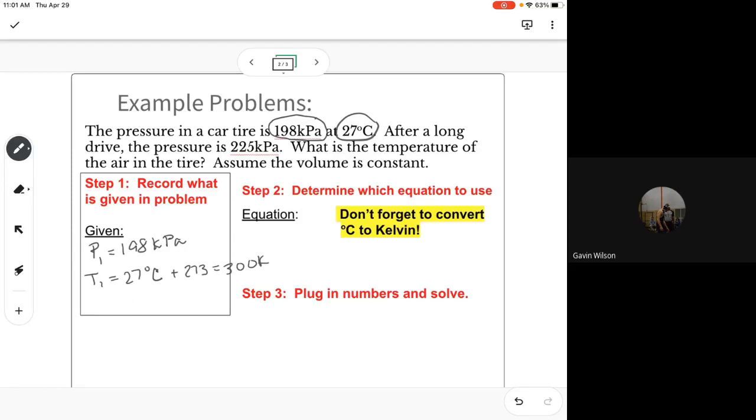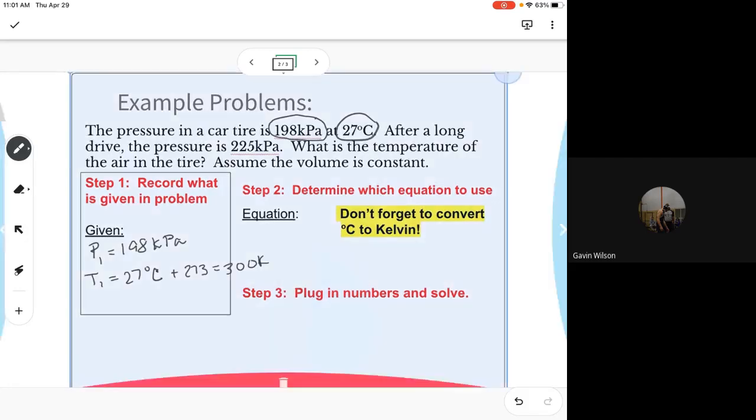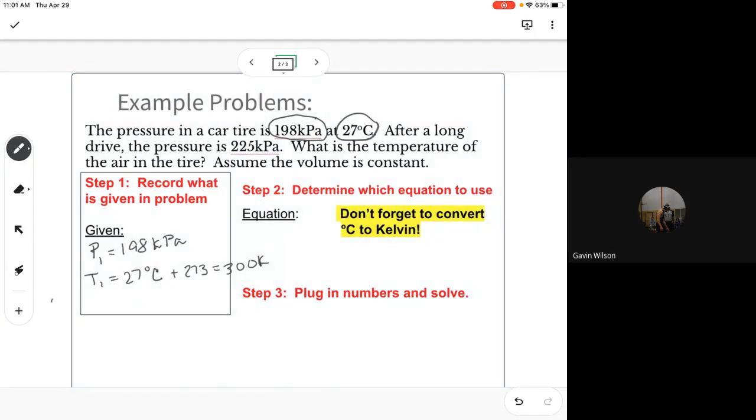And with sig figs, when you add, it goes by decimal places. So 27 does not have any decimal places. 273 does not have any decimal places, which means it'll just be 300, but the decimal is going to go after the 0. So we'll keep practicing that with sig figs.